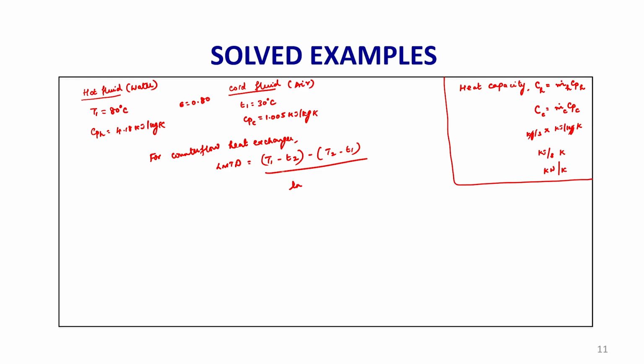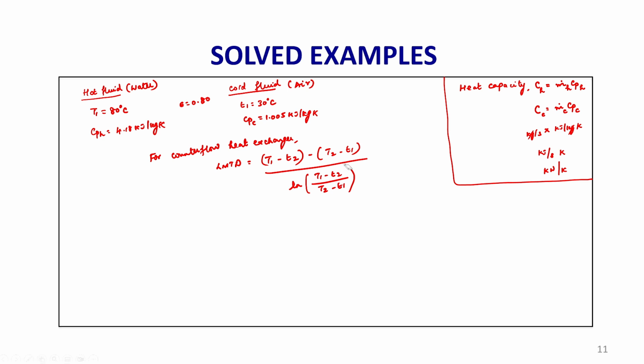Of course, these formulas are given in the data book. In the subsequent slide, I have taken the scanned page of the HMT data book. So, I will show in which page number these formulas are available. So, this will be ln of T1 minus t2 divided by T2 minus t1. So, this ln is a common one.